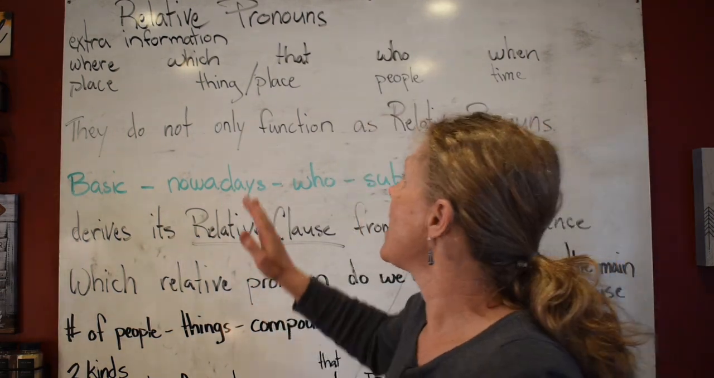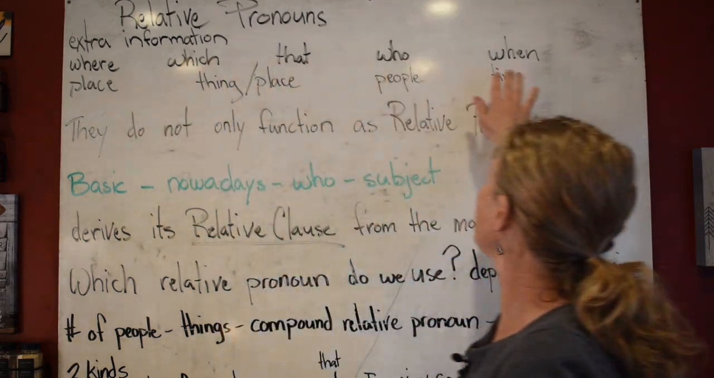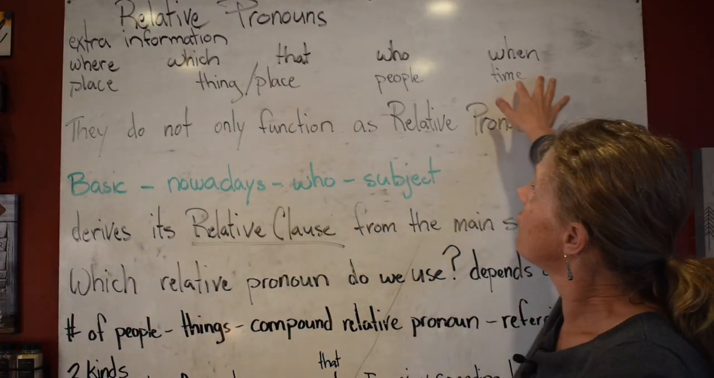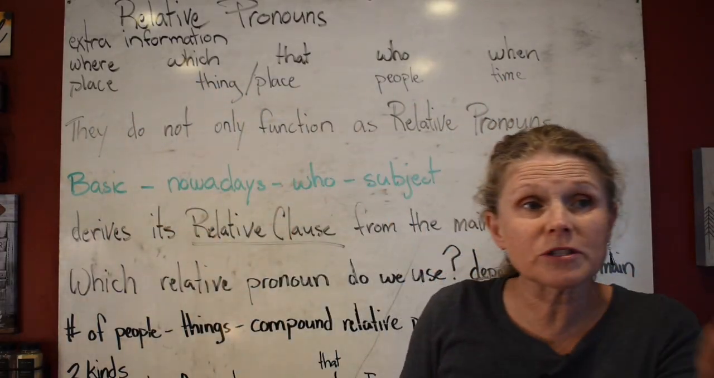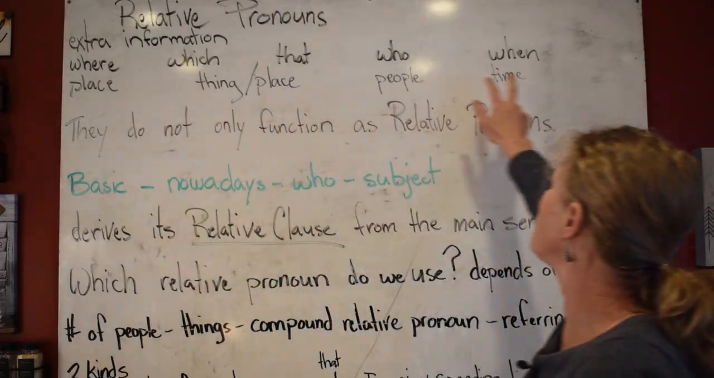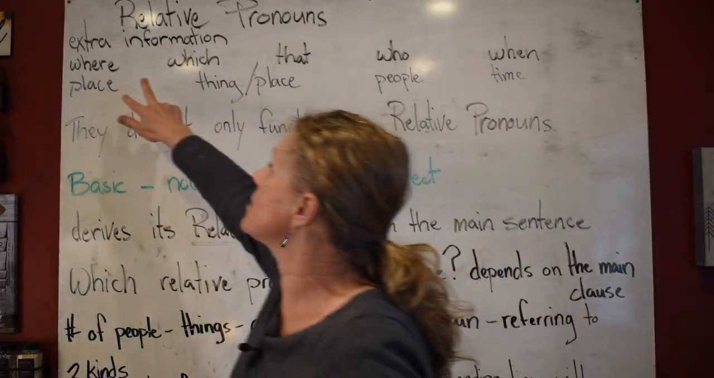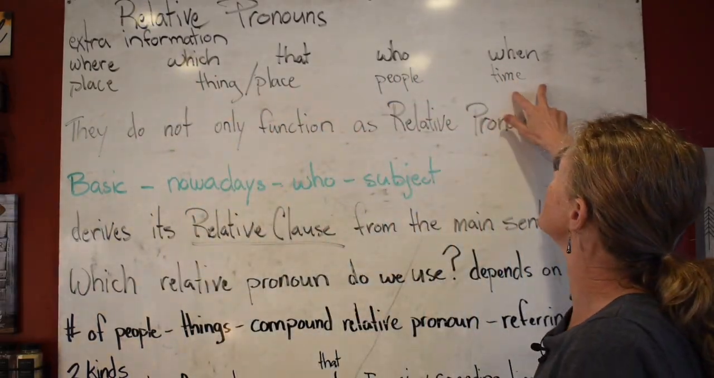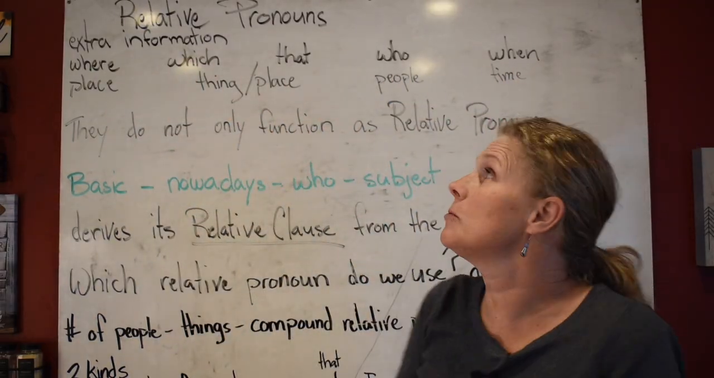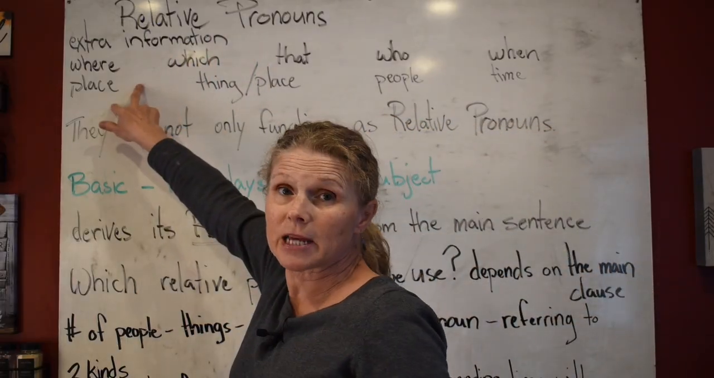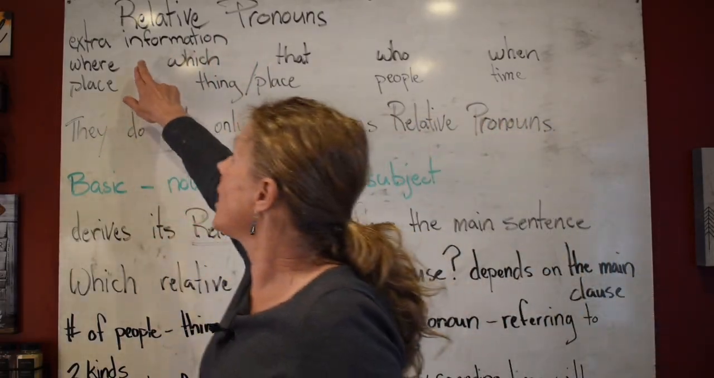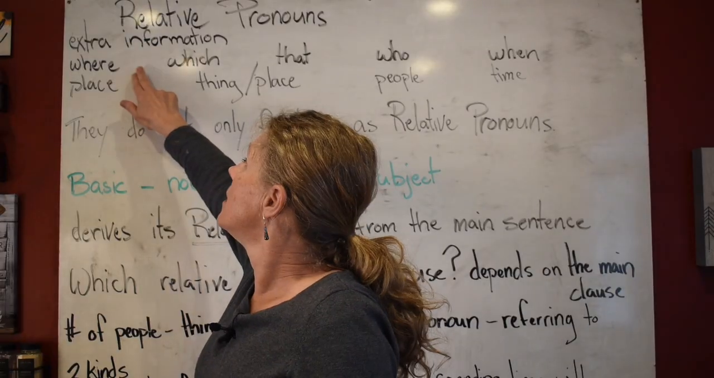Now I did add a couple of extras in here for our relative pronouns. Most of the time we have where and when that are typically relative adverbs, but they can also be relative pronouns. Now, if we're using where, it's going to be a place.